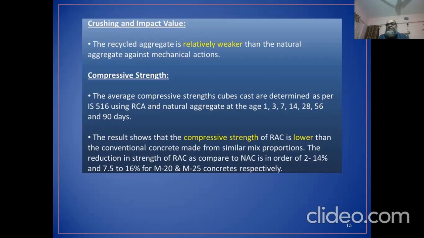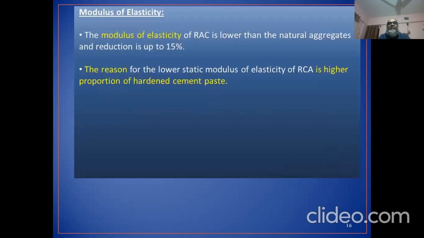Since you are final year students, I expect you to know this M20 and M25 concrete, and that's what I don't want to discuss right now. The modulus of elasticity is lower than natural aggregates, and the reduction is up to 50%, sorry, 15%. The reason for lower modulus of elasticity is the higher proportion of hardened cement paste.